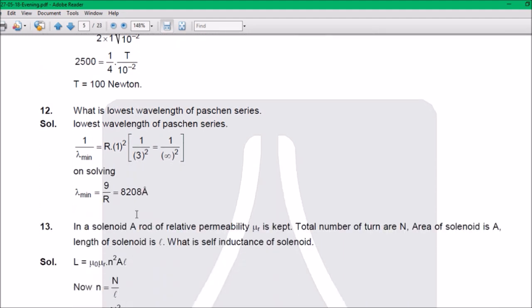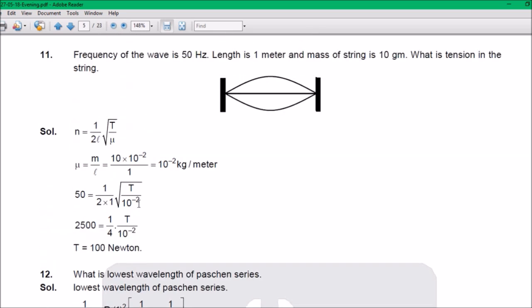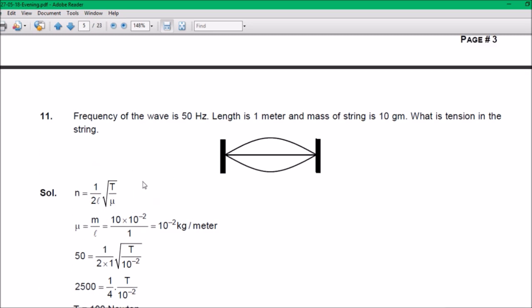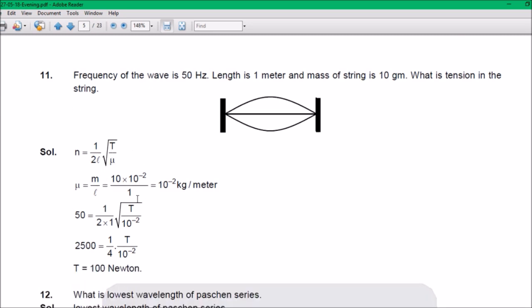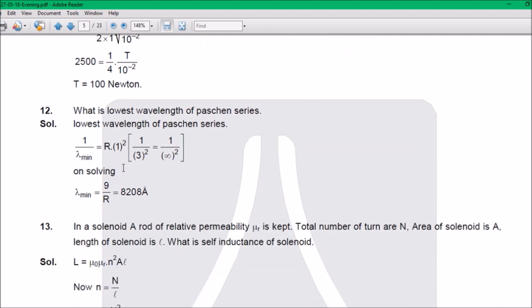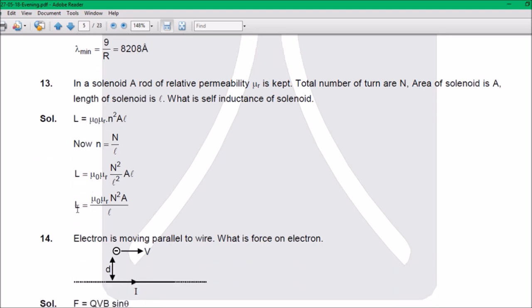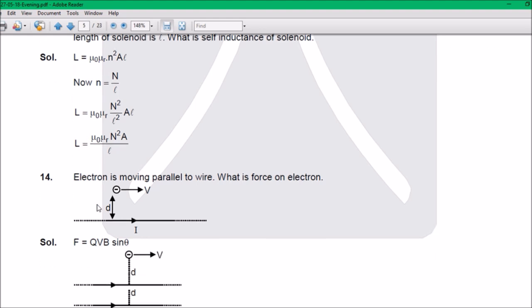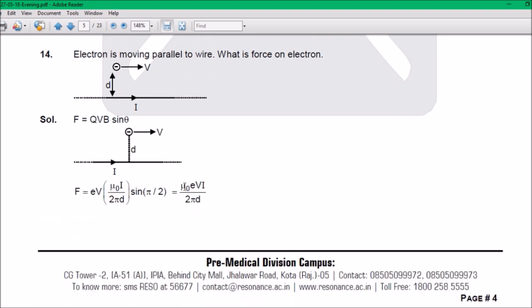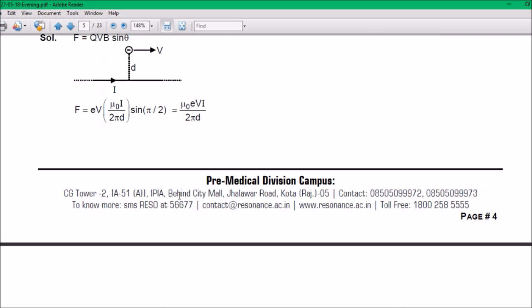12th is lambda minimum, 9 by R is equal to 8,208 angstrom. I think you will understand this question. 11th physics questions, this one. And then 13th, solenoidal, very easy question, L is equal to mu naught mu r n square Al. L is equal to, you must have understood. And then 14, the answer is mu naught E Vi by 2 pi d, all formula based.